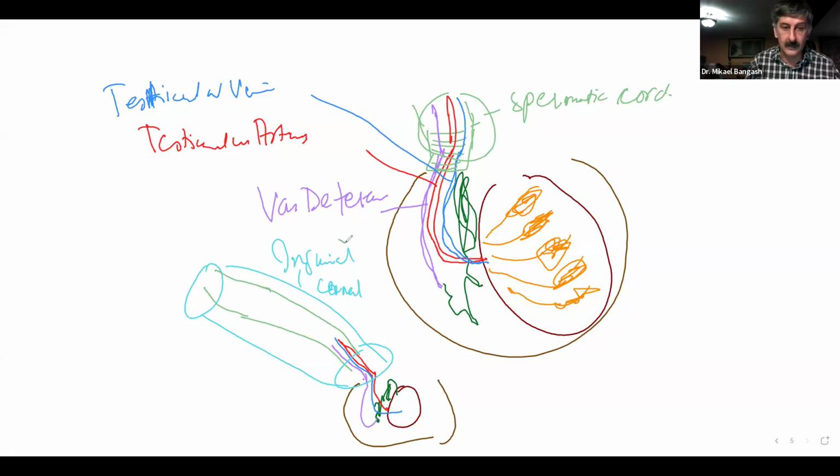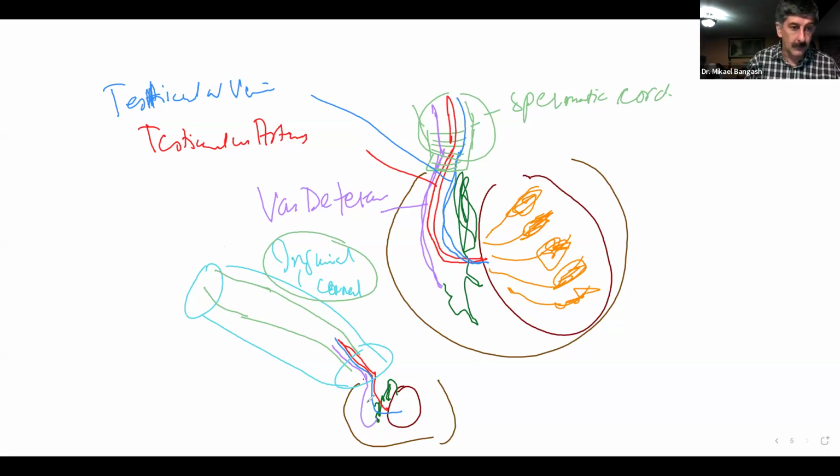So what is this inguinal canal? This is mainly just a passage between muscles in the lower anterior border of the abdominal wall, which is going to allow the passage of the testicular artery, the testicular vein, and the vas deferens from inside the abdomen or pelvis down into the scrotum.